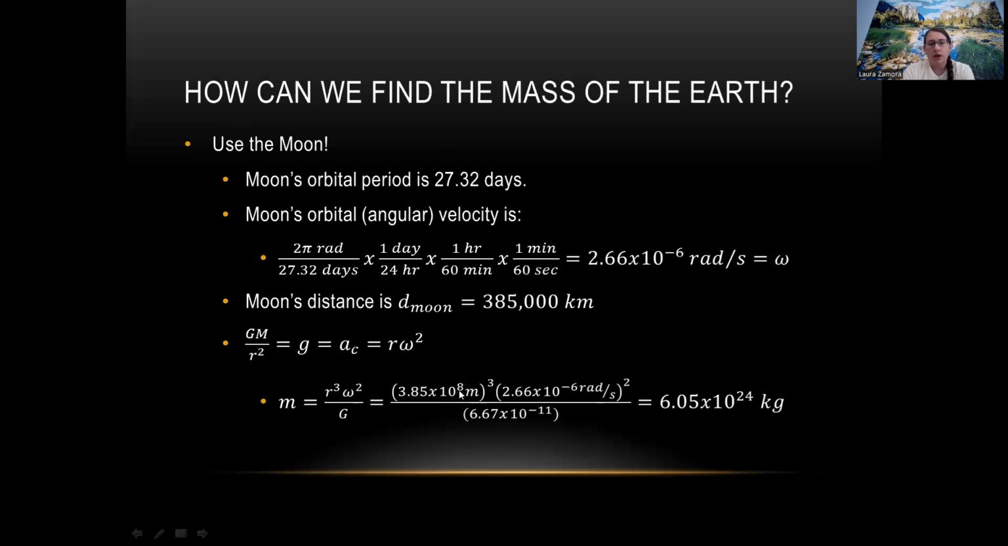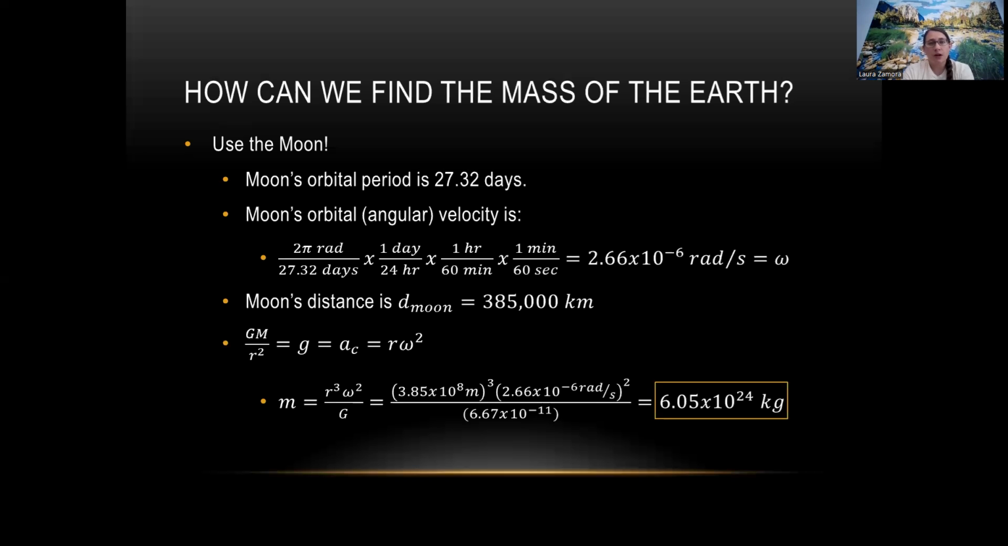And so the distance, we need to put that in meters as opposed to kilometers. And that's, again, because this constant G has meters built into it as its unit, meters and kilograms. So we need those units to be consistent. Otherwise, we can't use this value of G. We found omega to be this 2.66 times 10 to the negative 6 radians per second. So we square that, divide by G. And we get a mass of 6.05 times 10 to the 24 kilograms.